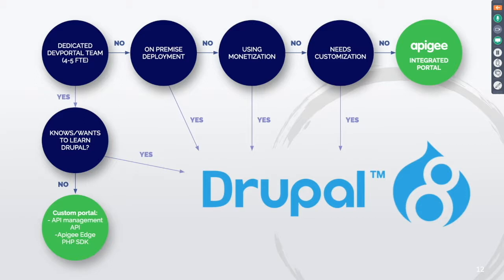If you have that team and that team wants to learn Drupal, then I think, especially if you're using Apigee, it's definitely worth looking at Drupal 8 as a solution. If they don't want to learn Drupal, because we've also sometimes seen that, then you might want to consider making a custom portal. But it's going to be quite a lot of work. You might be able to leverage the Apigee Edge PHP SDK. That's also something that we collaborated with Apigee on. Or other technology stacks that you want to use.